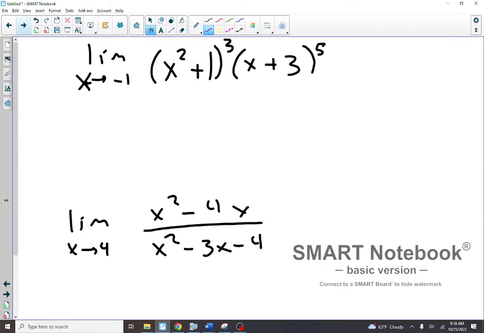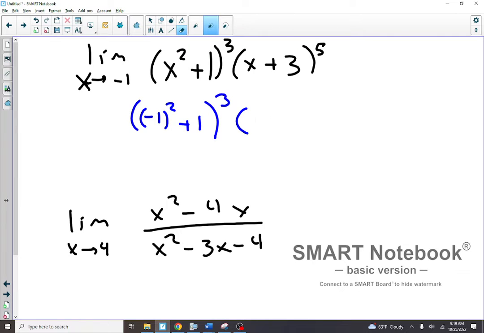Next one. For these, when it comes to limits, you always should try to plug it in if possible. Here, let's plug it in. Negative 1 squared plus 1 to the third power times... you could have a basic calculator, but because for the limits you could technically go 0.0001, that would circumvent the algebra.